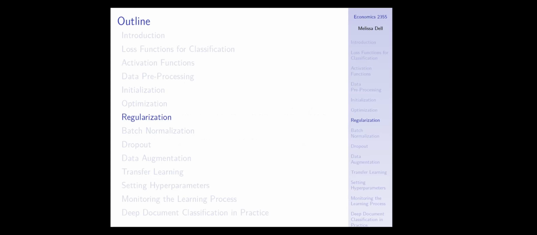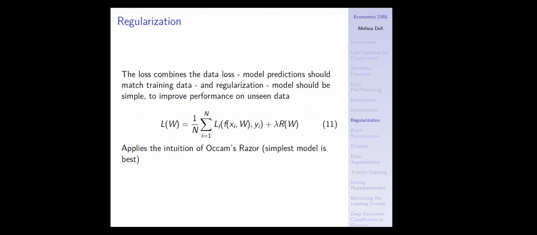Okay. And so the next thing that I want to talk about is regularization. We saw, at the beginning of this lecture, the loss functions that we use for classification. In practice, your loss function includes not just your data loss, the difference between your model predictions and your training data that we can compute, say with SVM or Softmax, but it also includes a regularization term. And what this regularization term does is penalize the loss for having a complicated model.